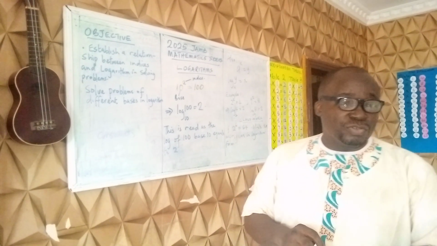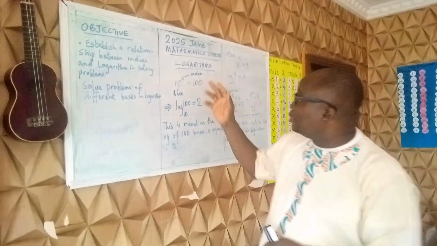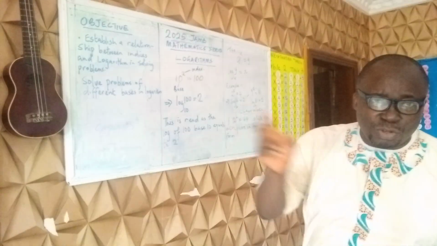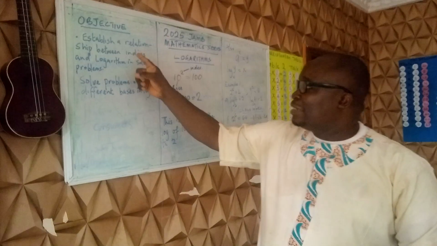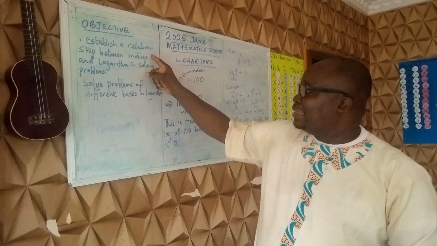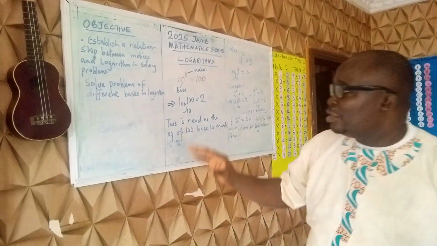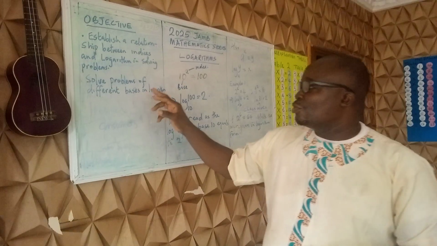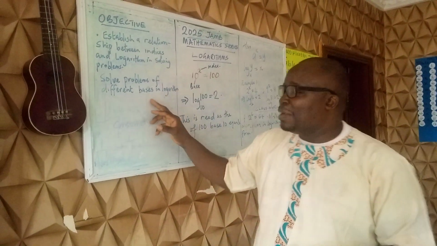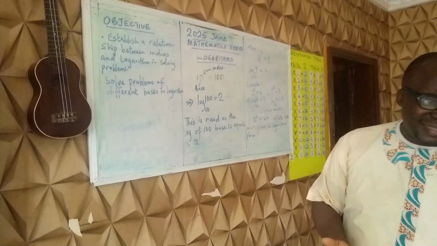Today we want to look at logarithms with core emphasis on 2 objectives. Number 1, to establish a relationship between indices and logarithms in solving mathematical problems. Number 2, to be able to solve the problems of different bases in indices.